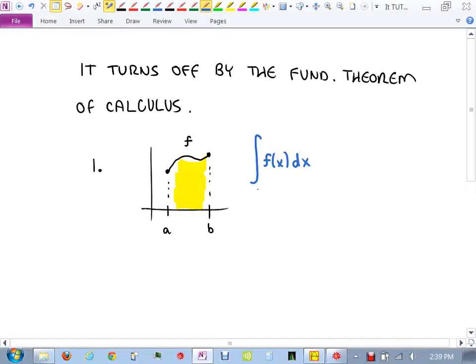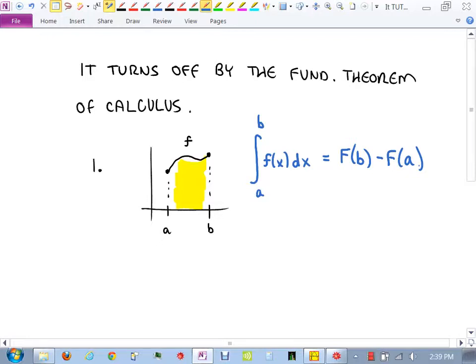And now I'm going to add something to this notation. A and B on the top and bottom. Those are called your limits of your integral. That just tells you where you're starting and ending your function. That right there, if you want to know that, figure out and calculate that area exactly. It's equal to capital F of B minus capital F of A. What's capital F? An antiderivative.